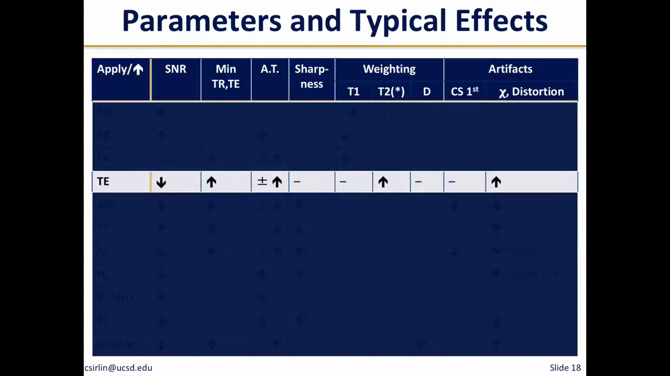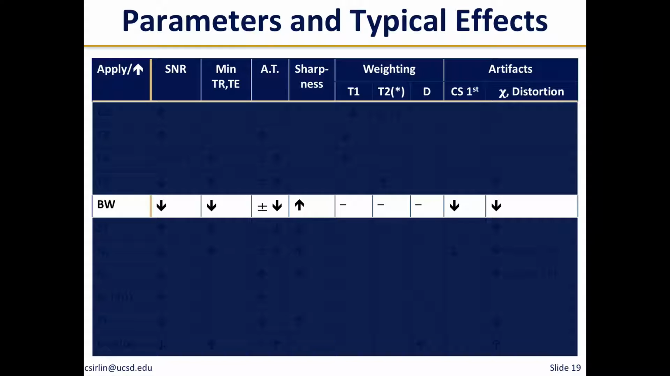TE. When you increase your echo time, all other things being equal, your SNR goes down. If you increase your TE, then by definition, you've increased your minimum TE. If you've increased your minimum TE, your minimum TR also might increase, which means your acquisition time might increase. If you increase your TE, your T2 weighting increases, your image becomes more T2 weighted, and you have more susceptibility and possibly more distortion on the images. And we'll talk more about this as well in a moment.